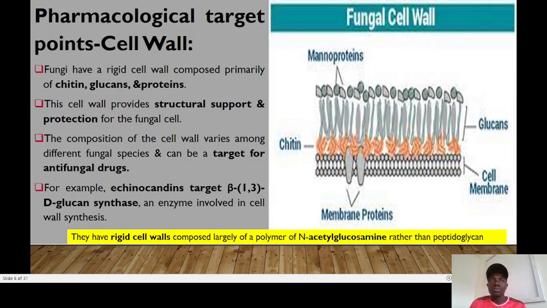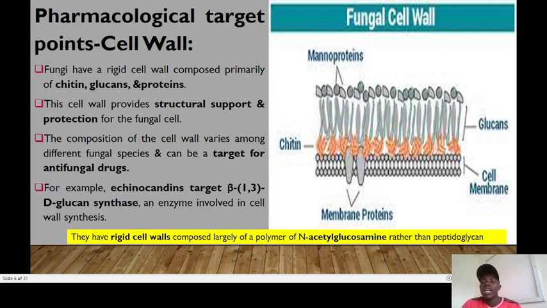Okay, so for the antifungal drugs to work, we must have these pharmacological target points, and these are simply based on these different structures of these fungi. So we could start with the first one, which is the cell wall. These fungi normally have a rigid cell wall that is primarily composed of chitins, right? The chitins are here, the glucans are here, and these membrane proteins, mannoproteins.